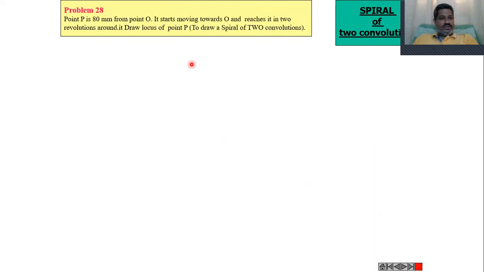Now, I read out a problem. A point P is 80 mm from point O. It starts moving towards O and reaches it in two convolutions around it. Draw the locus of the point. That means in this case, it is a spiral. It is rotating about a point, two revolutions, meaning 720 degrees. Then it is moving towards that point from a distance. That distance is 80 mm.